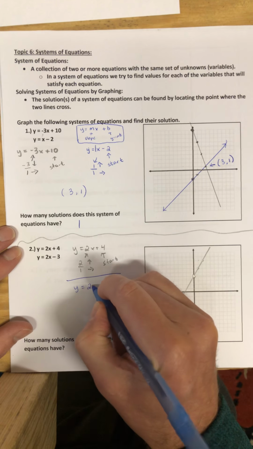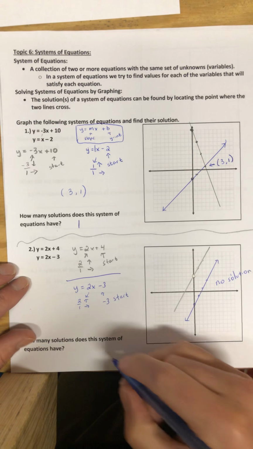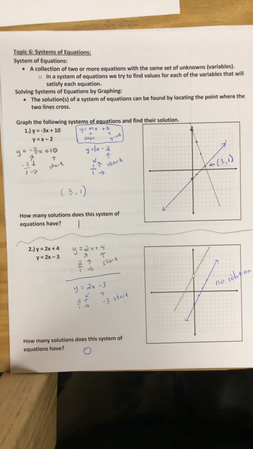Now what you see about these two lines is that they are parallel. Parallel lines will never intersect, so there is no solution to this system of equations because the two lines will never cross. So how many solutions does the system have? It has 0 solutions.